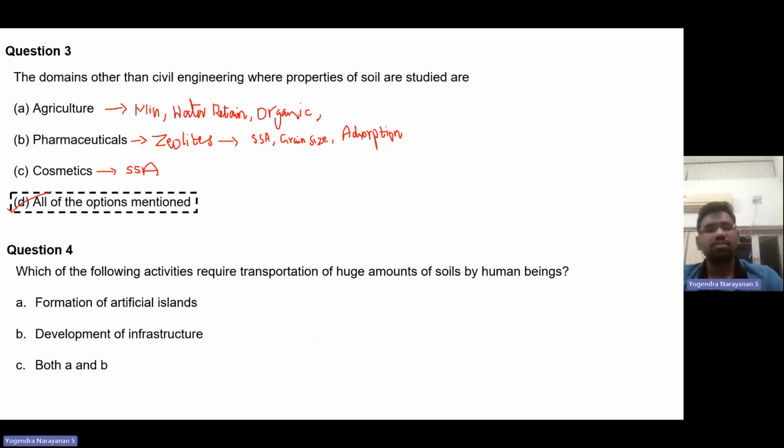Which of the following aspects or activities require transportation of huge amounts of soils by human beings?